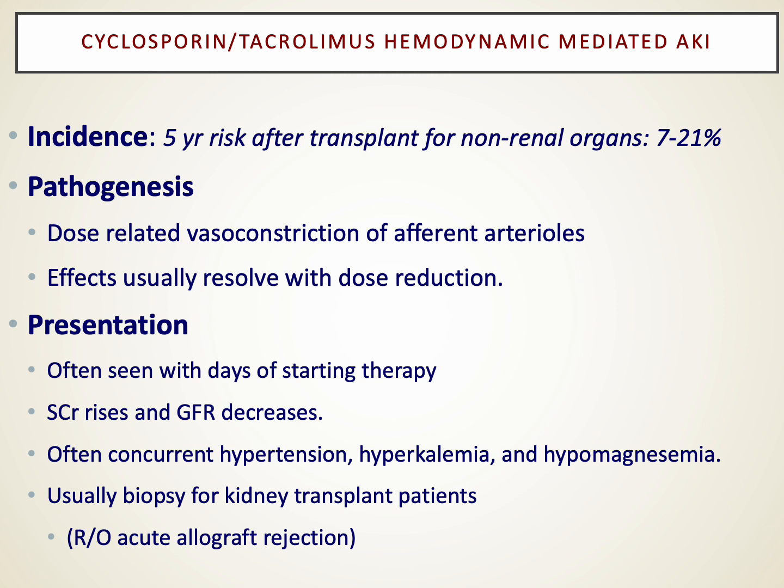Let's talk a bit about cyclosporin and tacrolimus, hemodynamically mediated acute kidney injury. These are agents that are used primarily for transplant patients to suppress rejection. And most often that's the transplant that we see this used, probably because it's the most frequent transplant, a kidney or renal transplant. The pathogenesis is related to vasoconstriction. It's probably dose-related, and it often will present with concurrent hyperkalemia, hypomagnesemia, and hypertension. Typically, this is all managed by the renal service and the transplant service.